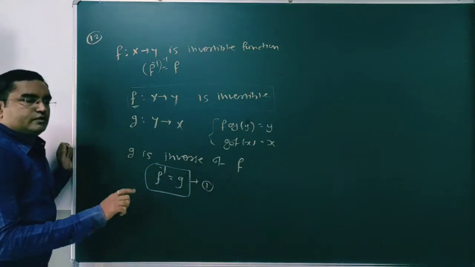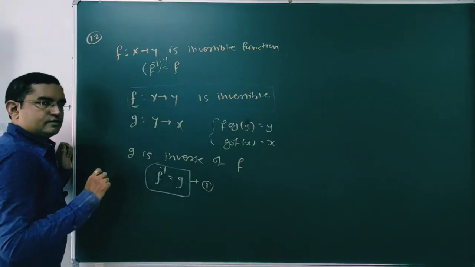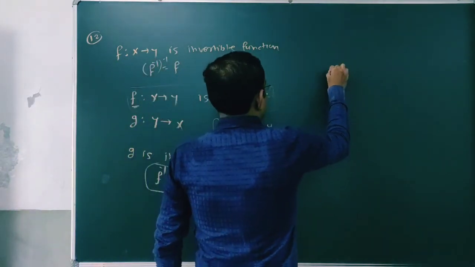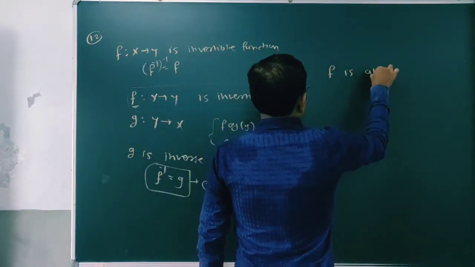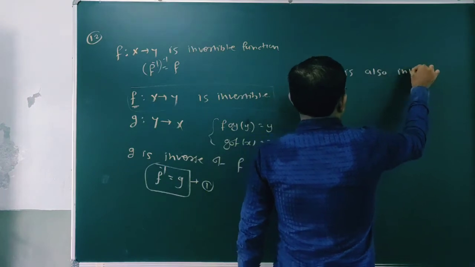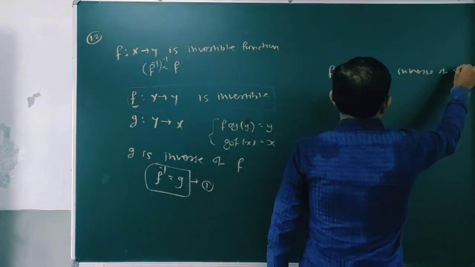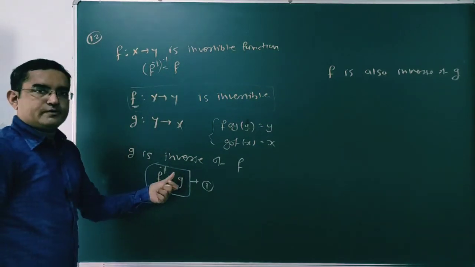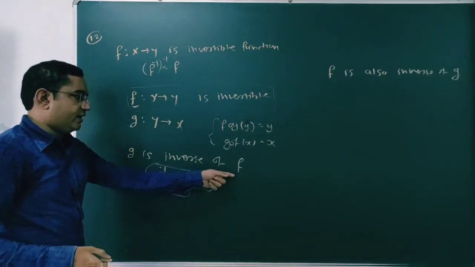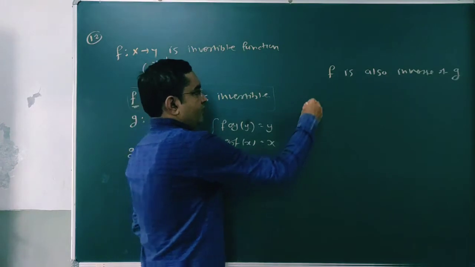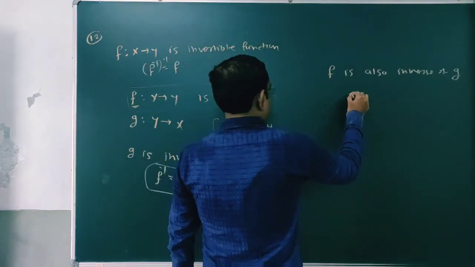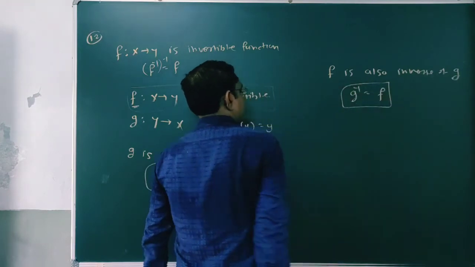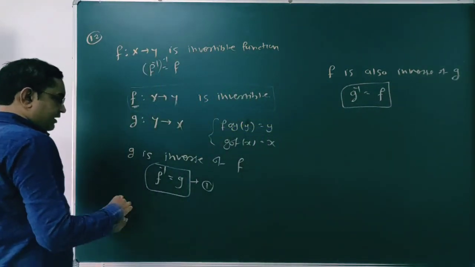Clear? ऐसा और भी डिस्कस किया हुआ है. If g is inverse of f, we can write f is also inverse of g, है ना. लास्ट में जो स्टेटमेंट लिखे ना वही लिख रहा हूं मैं. If g is inverse of f, vice versa, we can say f is the inverse of g. So f is the inverse of g, and therefore we can say g inverse equal to f. Done. Now यहां से स्टार्ट करते हैं.